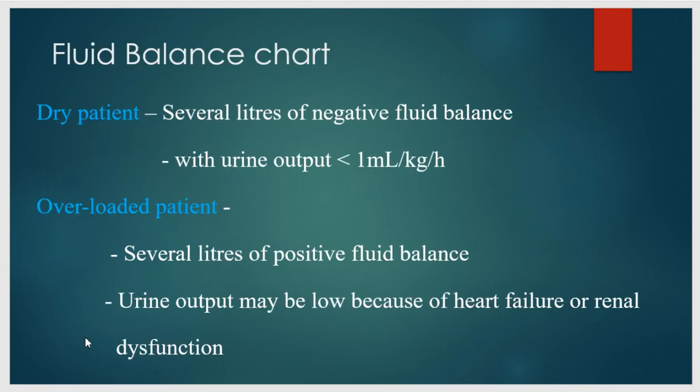right? If the patient is underhydrated, you will find several liters of negative fluid balance with urine output less than 1 ml per kg per hour. If the patient is overhydrated, several liters of positive fluid balance will be there. Urine output may be low because of heart failure or renal dysfunction. So for this group of patients, please be careful. Don't overhydrate the patient: cardiac diseases and renal diseases.